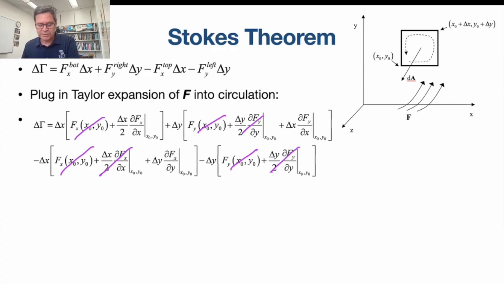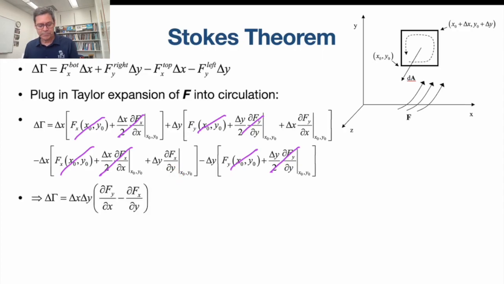And let's see, I should have canceled one other one previously. Forgot to cancel that up there. Okay, so what do I have left? I have here one term that's not canceled and one term that's not canceled. I see I have a delta y times delta x times this derivative dfy dx, and I have a minus delta x times delta y times dfx dy here.